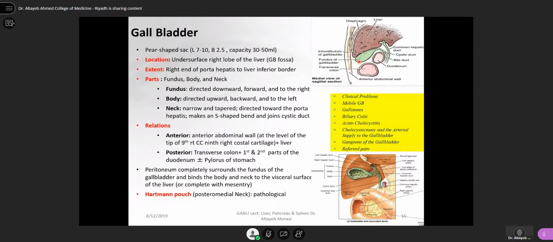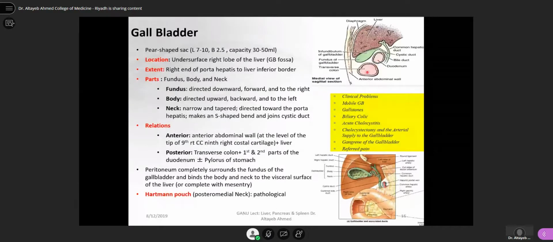Posteriorly, it has very important relations, and these relations are the duodenum. In some books they mention the first part, and other books mention the second, but you can say first and second as a normal variation. Also, we have the transverse colon, and sometimes you may find the pylorus of the stomach.